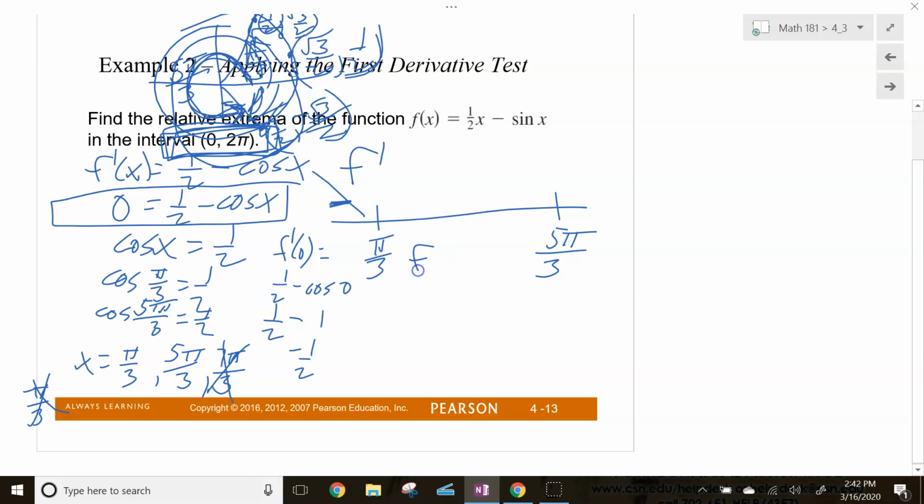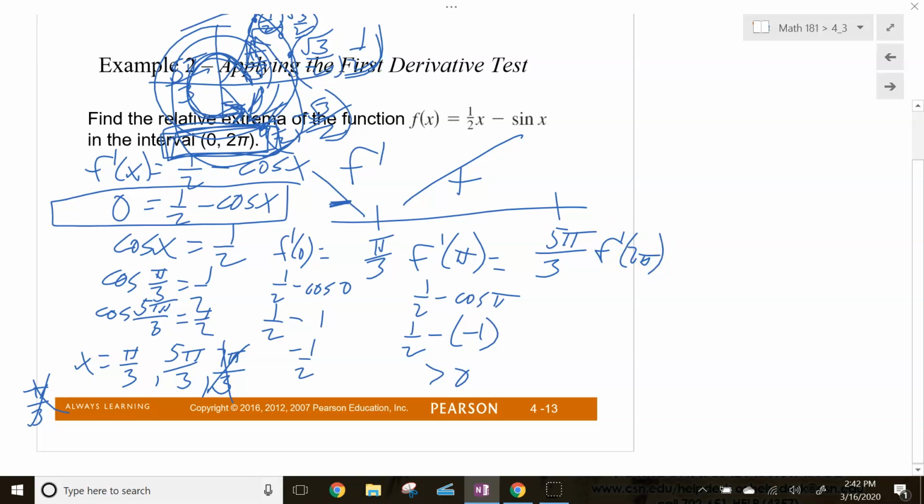I'm going to pick something between them, like pi. All right, and I know cosine at pi is negative 1. So I got 1/2 plus 1. So this is positive. So then the function increases. Then you pick like 2 pi over here. Plug that in. I know you got 1/2 minus cosine 2 pi. Cosine 2 pi is 1. So I got 1/2 minus 1. Again, this is negative. So it decreases, right? So it decreases, and then we increase, and then the function will decrease.